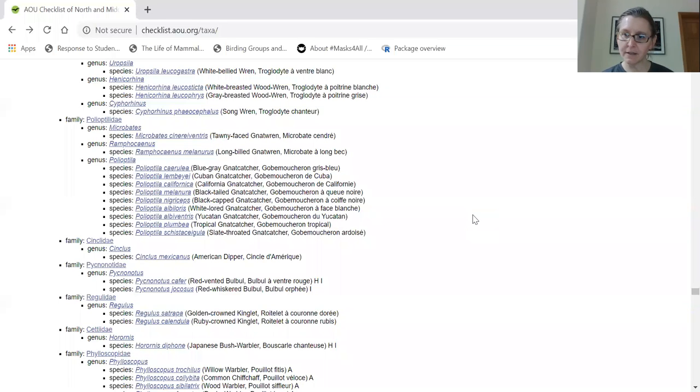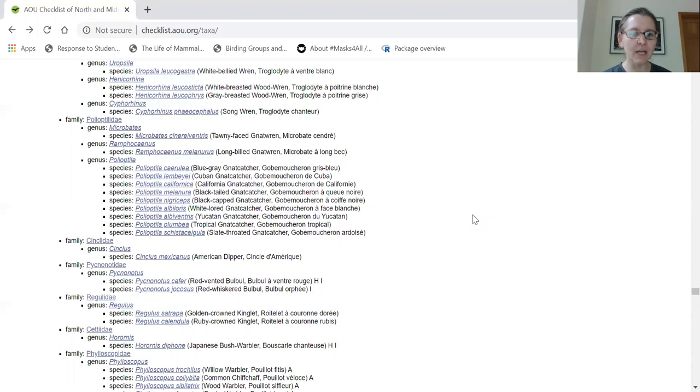Okay, I'm gonna continue going through order Passeriformes. This is the AOS checklist of North American birds. It's our definitive taxonomic reference, and Passeriformes is the most recently derived order of birds, but it includes many, many families of birds that you can see in the Puget Trough area.